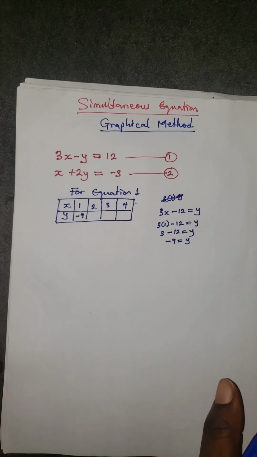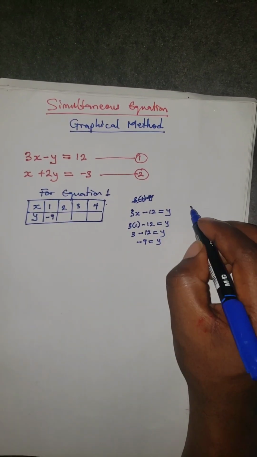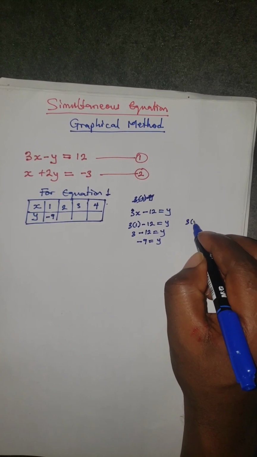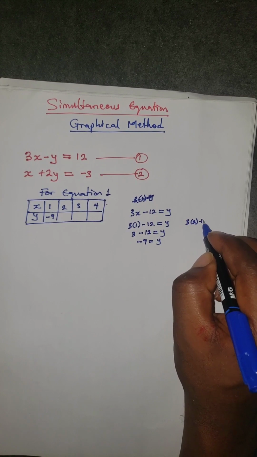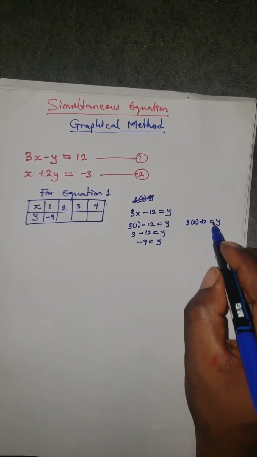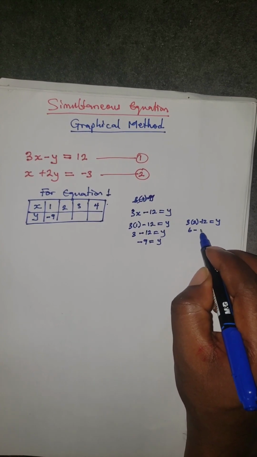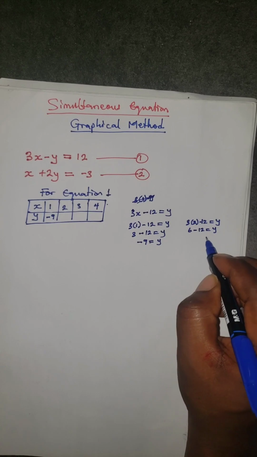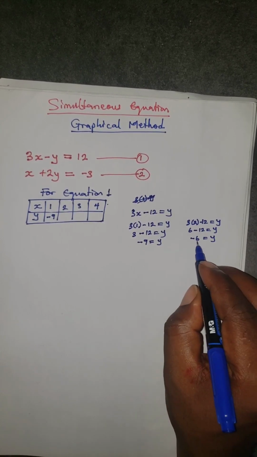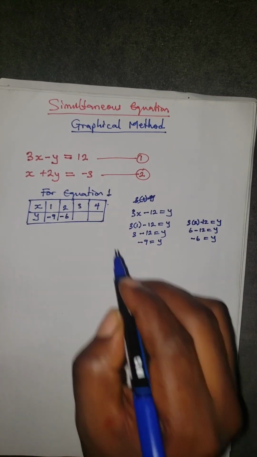The second one, when x equals 2, we have 3 into 2 minus 12 equals y. So this will give me 6 minus 12 equals y. So this will give me minus 6 equals y. So our second value of y is minus 6.